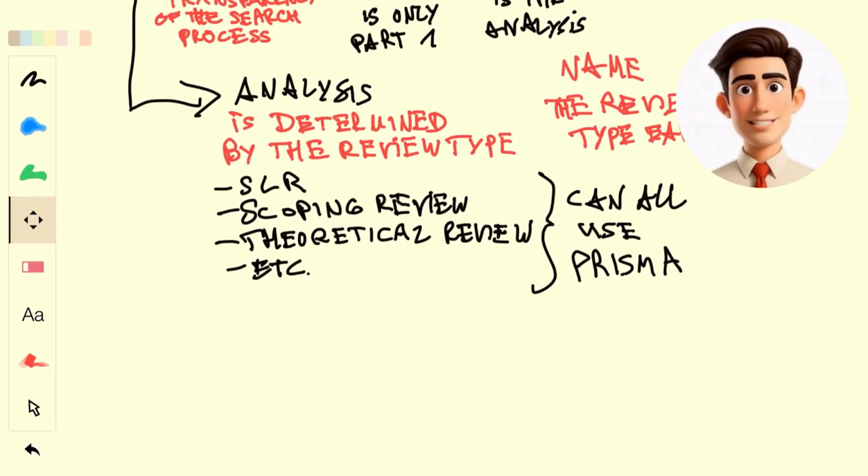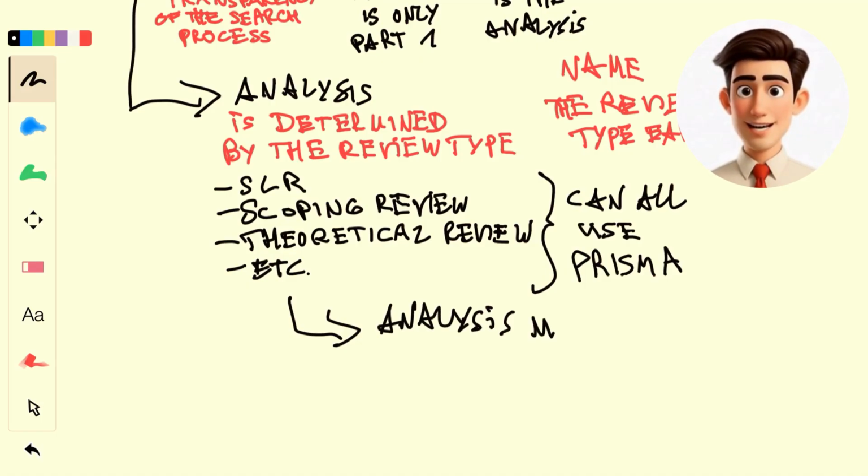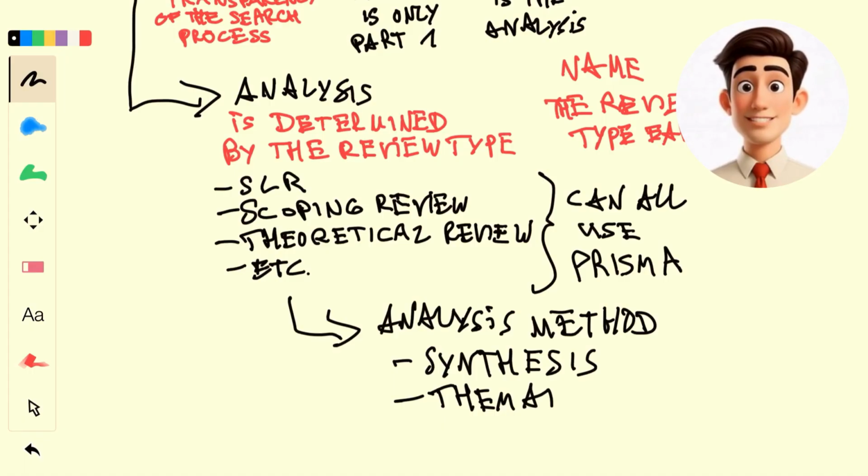Your analysis method is a separate decision, and this decision depends on your review type. For a systematic literature review, you might use narrative synthesis. That means you compare the included studies in a structured way and explain patterns, differences, contradictions, and gaps. Or you might use thematic analysis. That means you identify recurring themes across studies and build a higher level interpretation. Or you might include quality appraisal. That means you assess how strong or weak the included studies are instead of treating every paper as equally reliable.